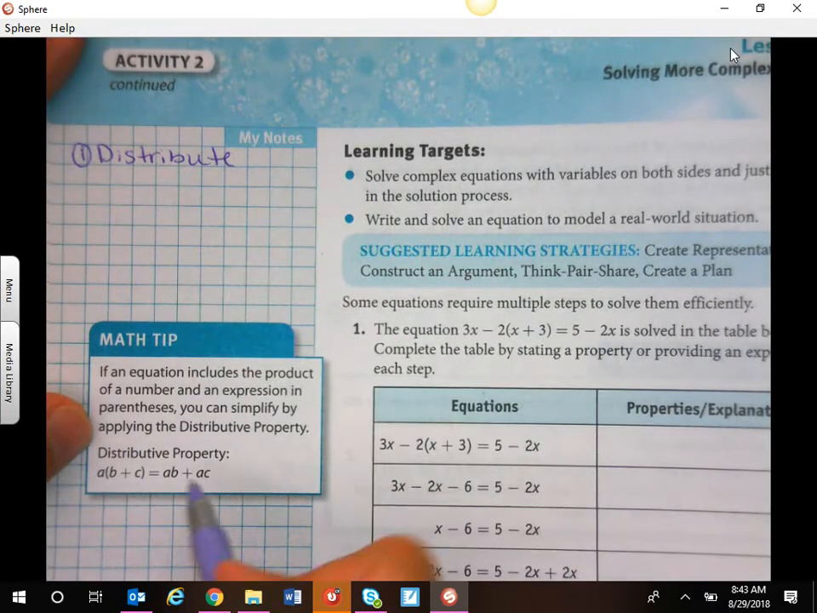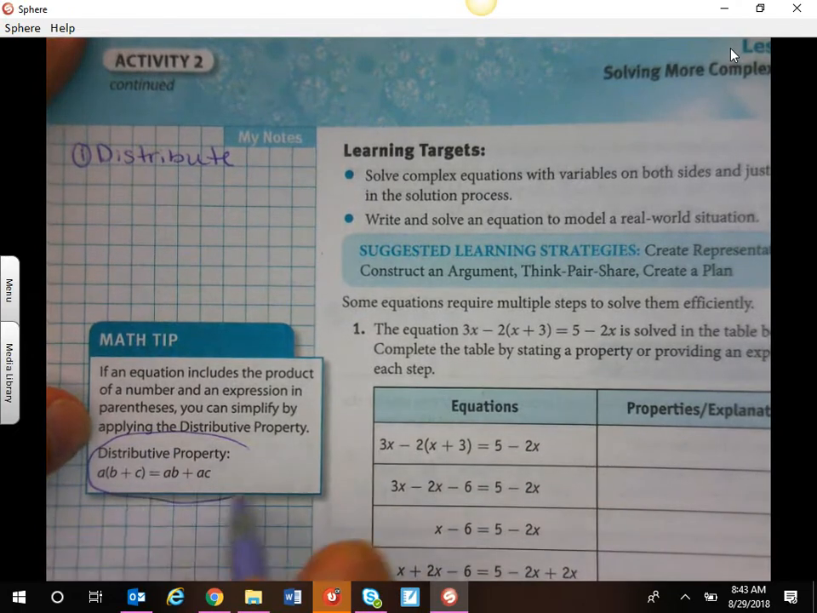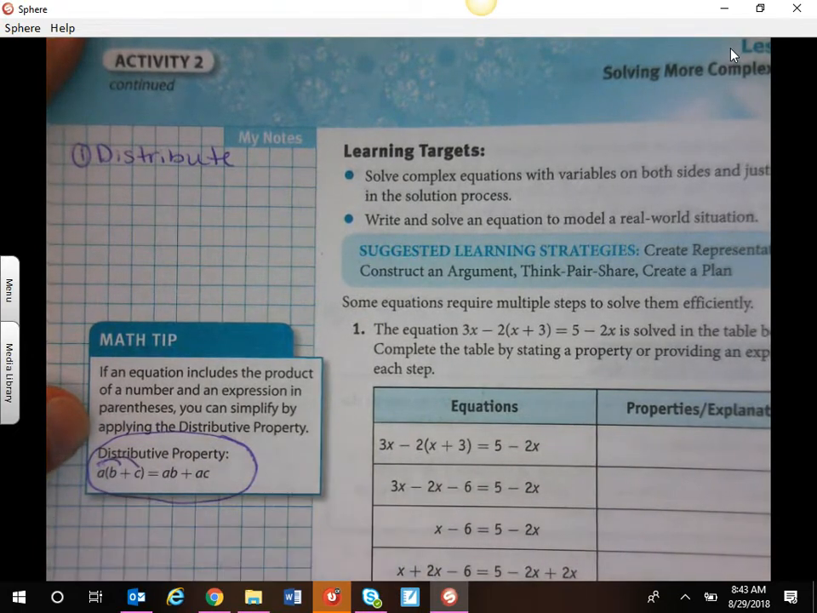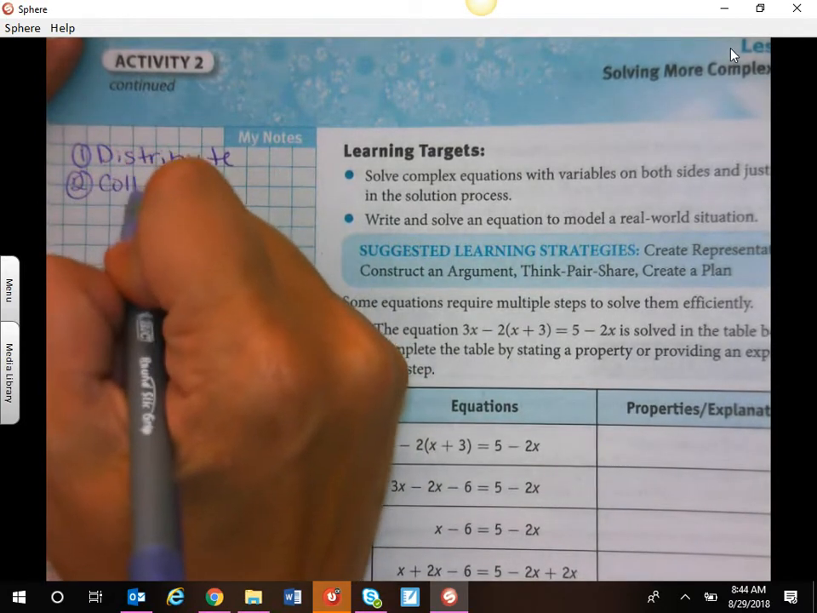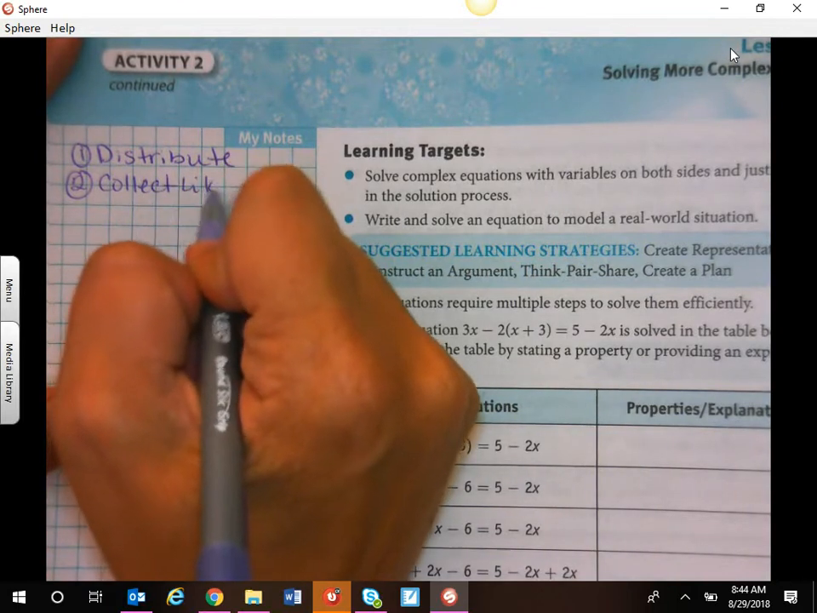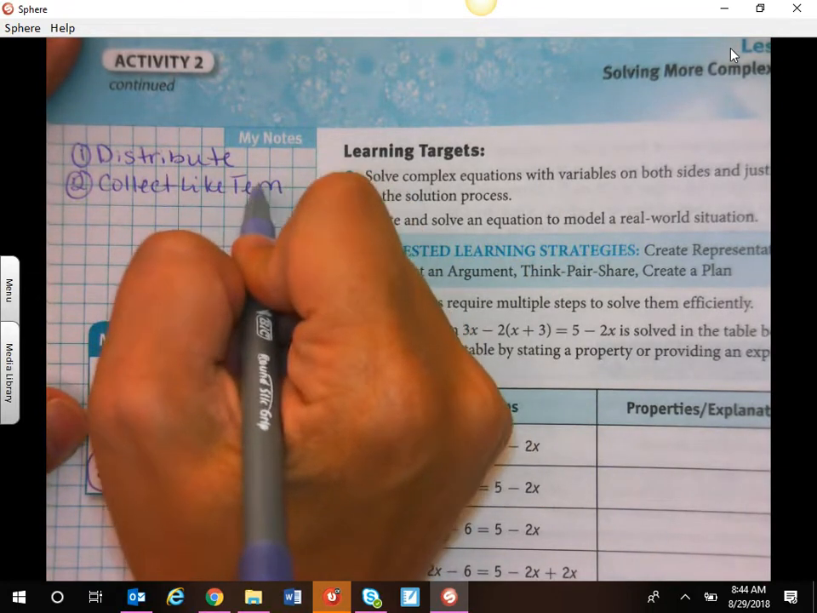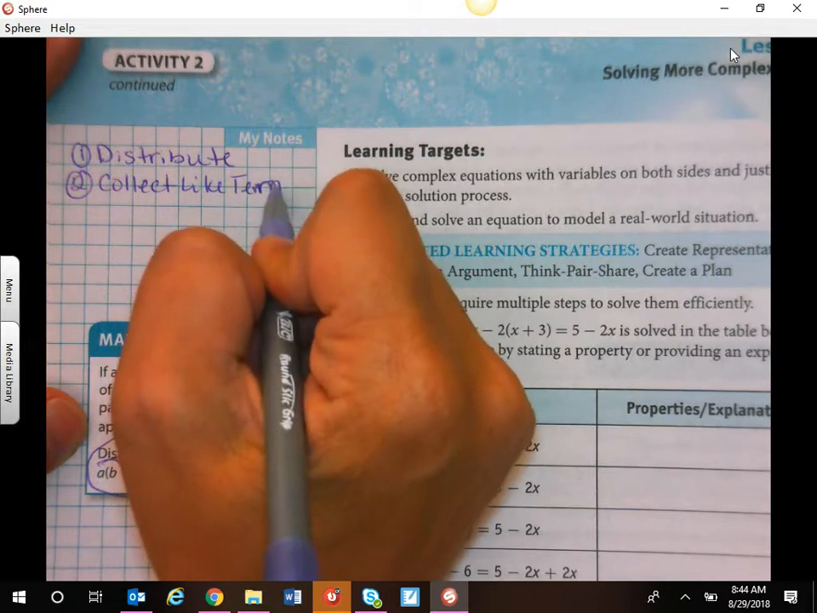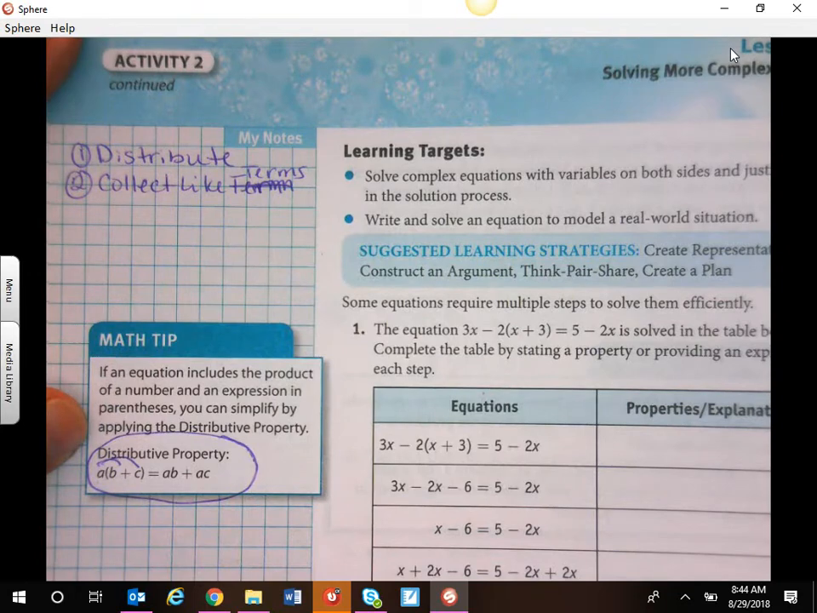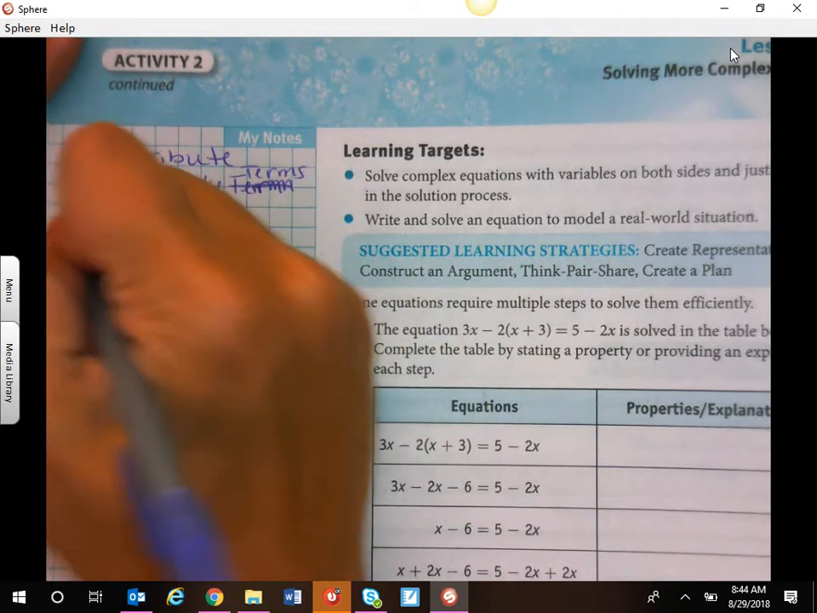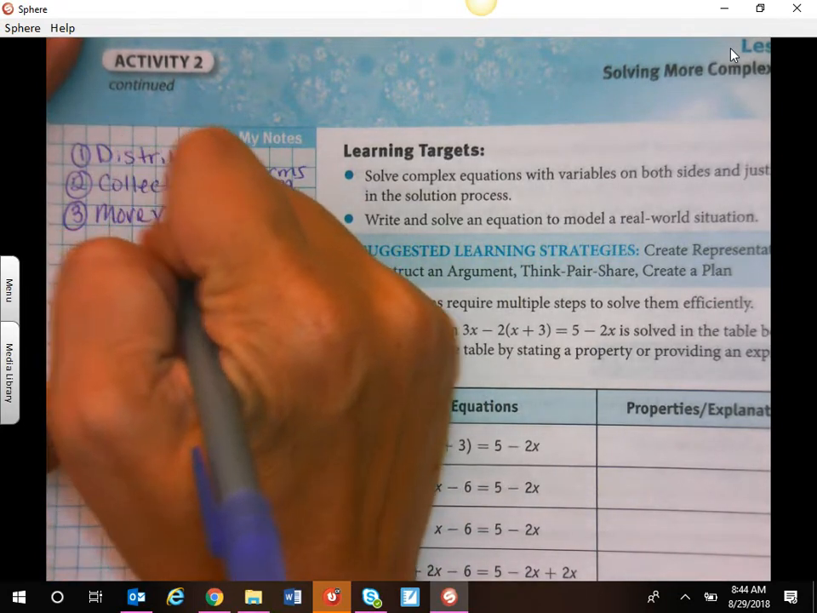And if you look, here is a review of the distributive property, where you take the number outside and you multiply it by everything inside. We are going to collect like terms. Remember, like terms are on the same side of the equals. We're going to move our variables to one side.